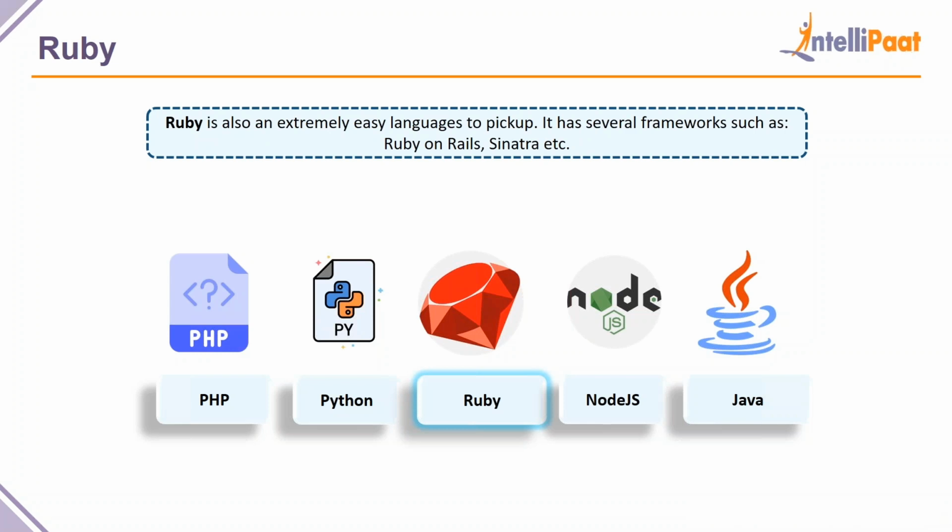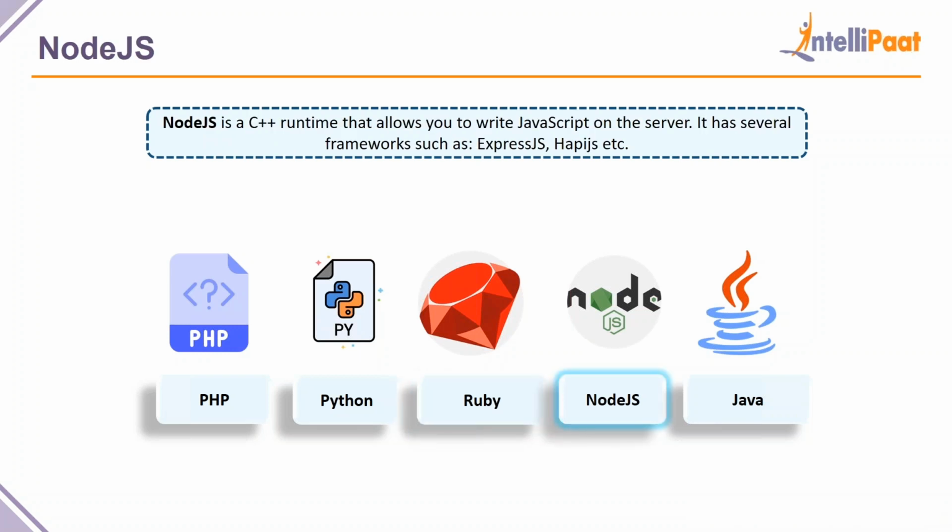Also, Twitter was built using Ruby on Rails, but they have started to shift their application from Ruby on Rails to Scala, which is another language that uses the Java Virtual Machine in the background. So you can build many applications and many languages can be a part of it. Then comes Node.js. It is a C++ runtime that allows you to write code in JavaScript that will allow you to build a web server.